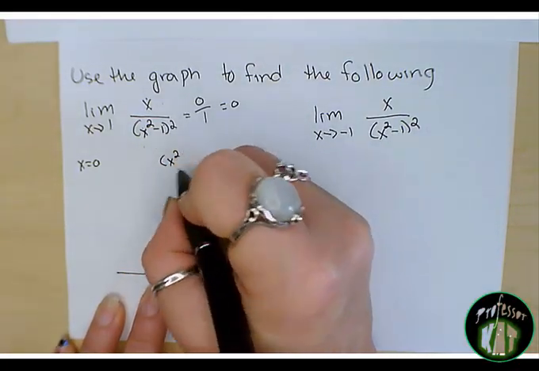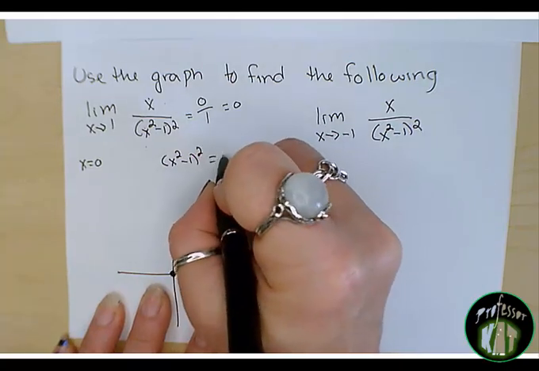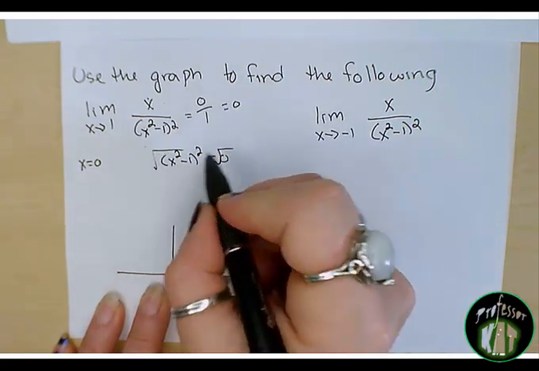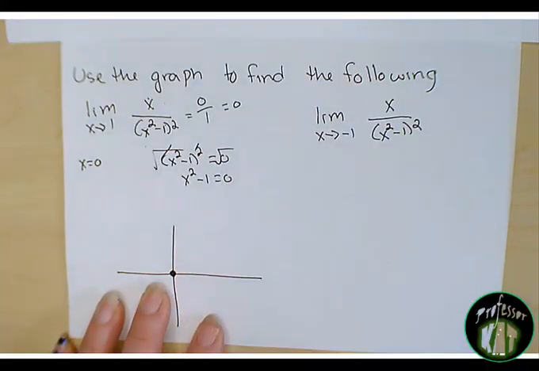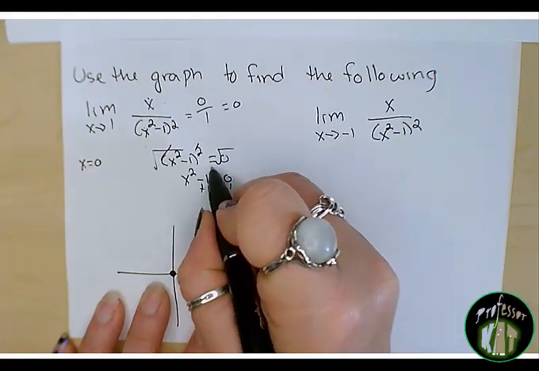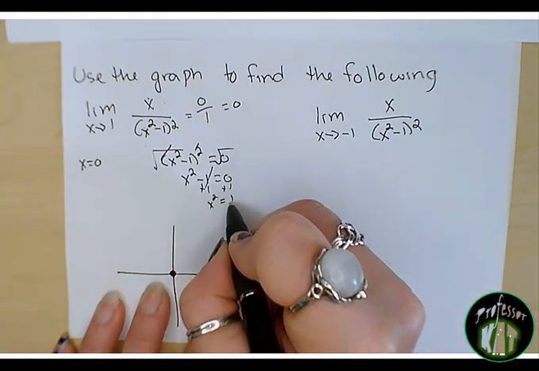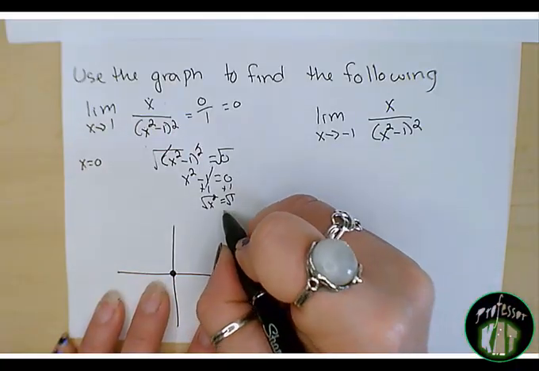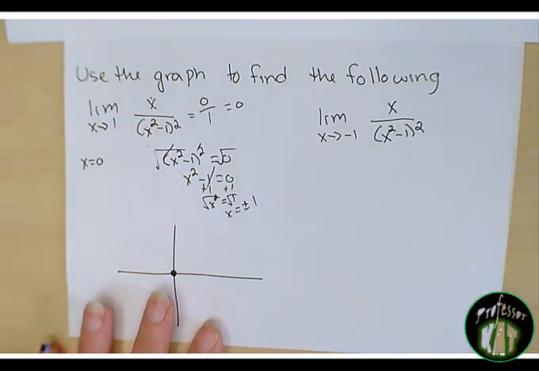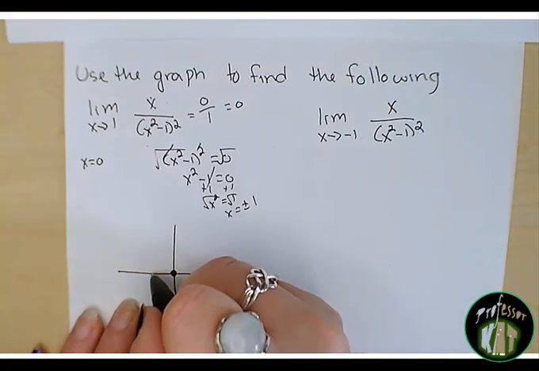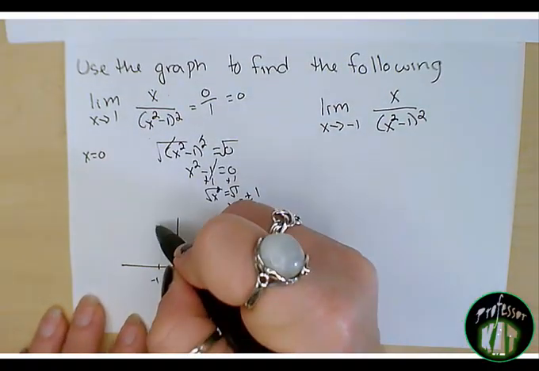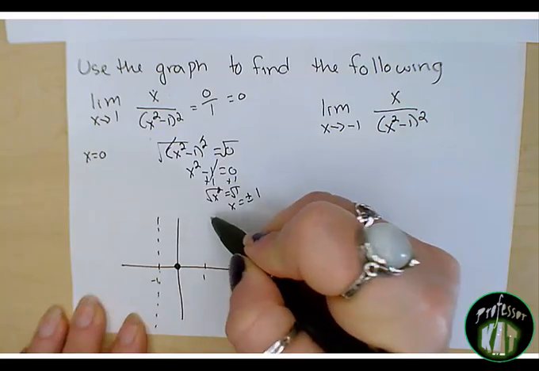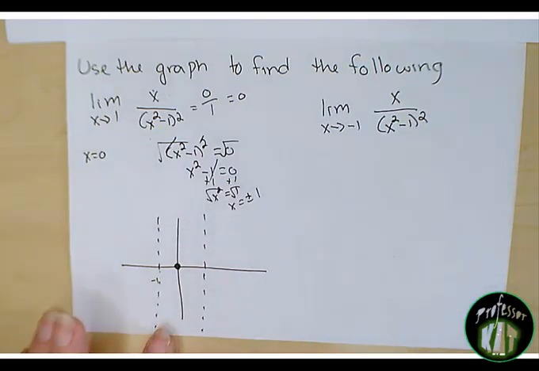So we would take that quantity, that x squared minus 1 squared, set that equal to 0. Take the square root of each side to give us x squared minus 1 is equal to 0. Add that 1 to the other side, giving us x squared is equal to 1. Taking the square root of each side gives us that x is equal to plus or minus 1. Those represent our vertical asymptotes. So at -1 and +1, we have vertical asymptotes that we can add to our graph.